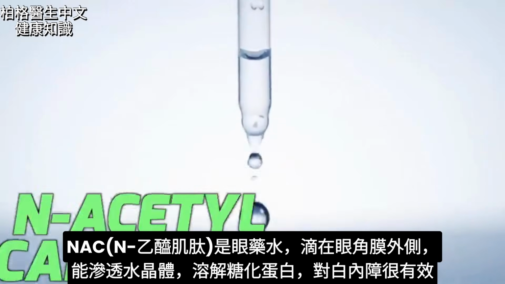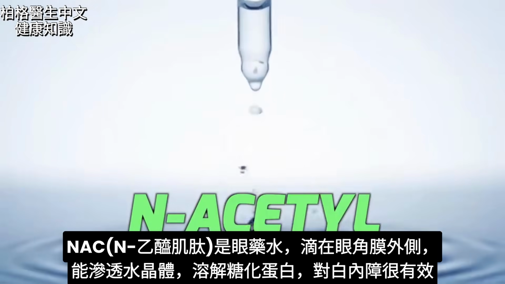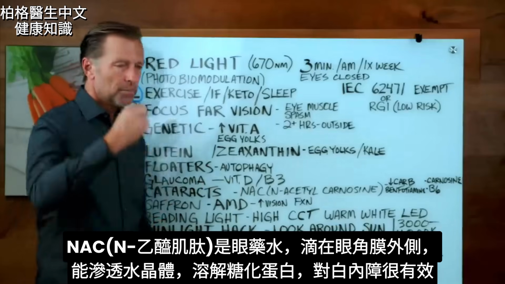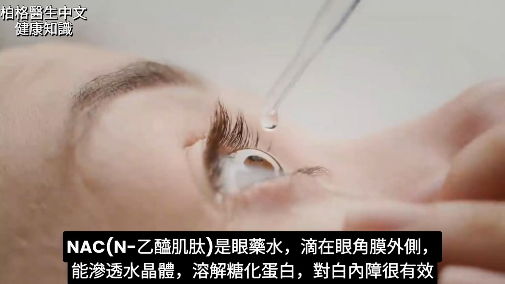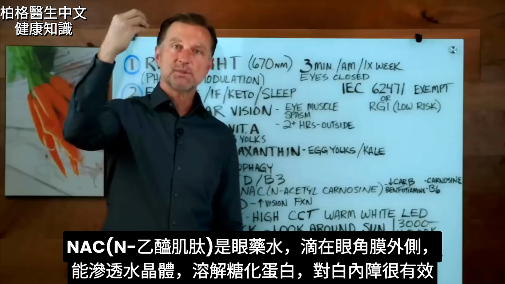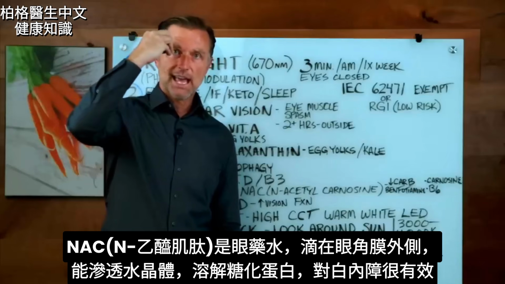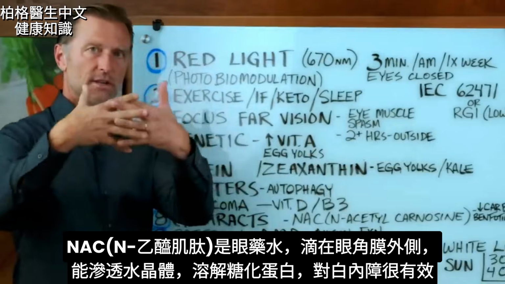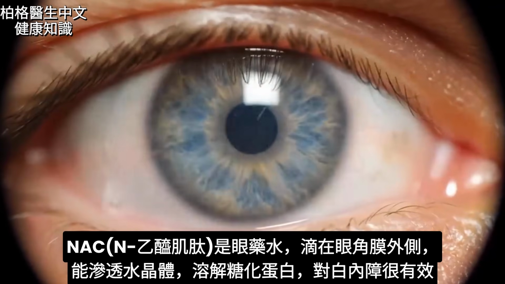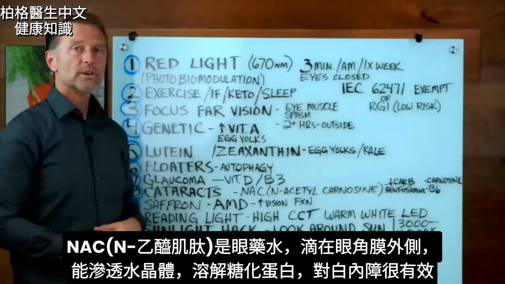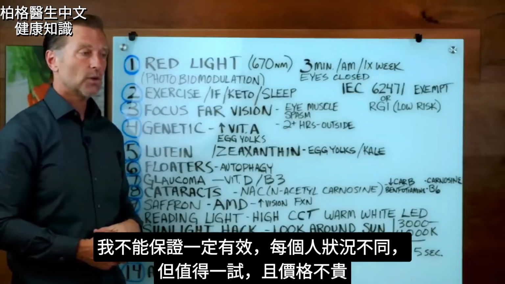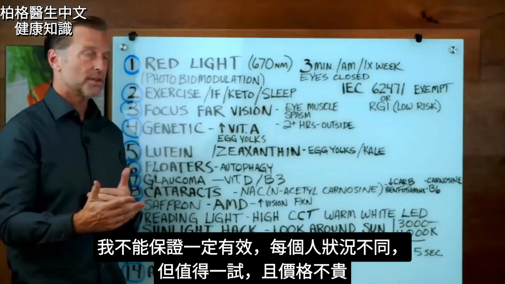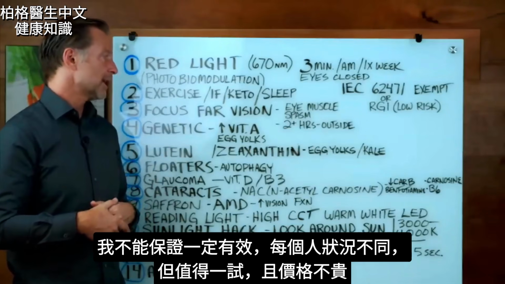It stands for N-acetylcarnosine. This comes in drops, and you put it on the outside of your eye, the cornea. It gets absorbed. It goes right into the lens, and it breaks up and dissolves those little glycated proteins. So it's super effective at reversing cataracts. I'm not going to guarantee it's going to work for you. I don't know what stage you're at, but it's worth a shot, especially since it's not that expensive.